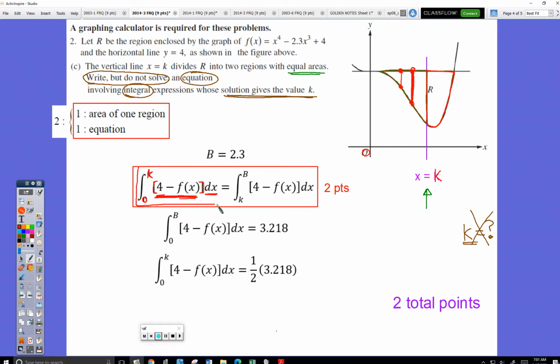This integral will calculate this area here, one rectangle at a time. I'll find all of that area.